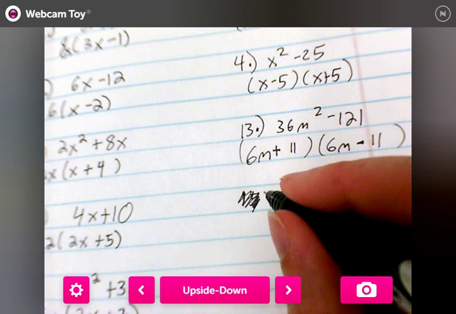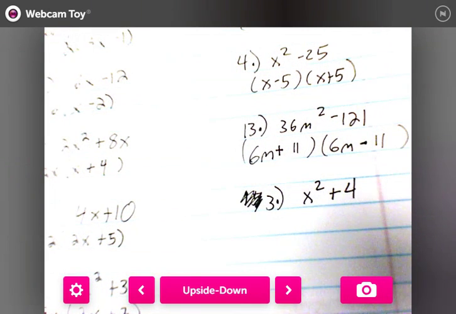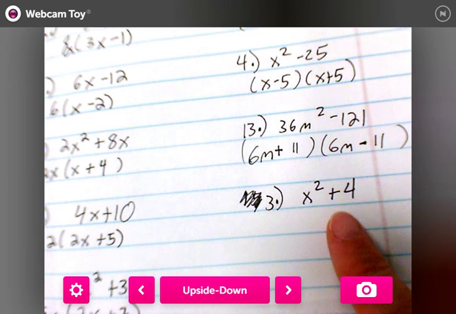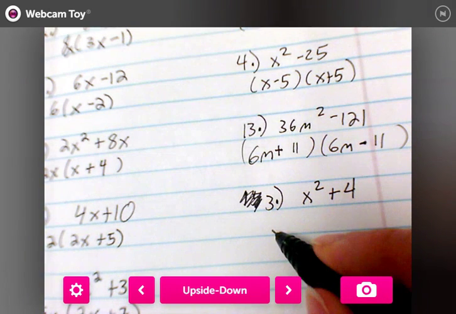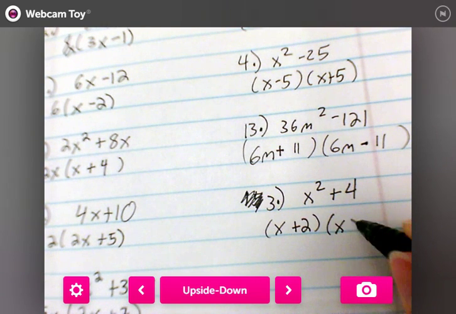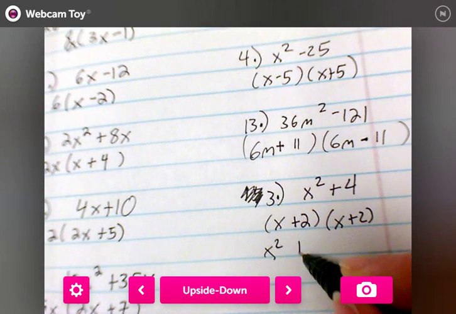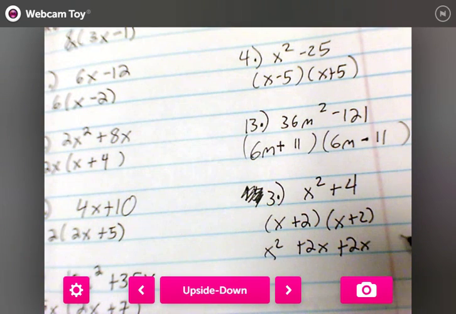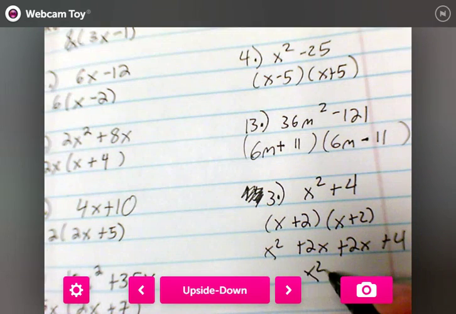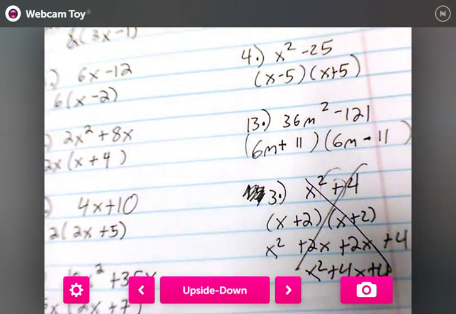Number 3 says x squared plus 4. How am I going to get that plus 4? If I've got x plus 2 times x plus 2, let's look at that. What's x times x? Plus 2x plus 2x plus 4, that gives me x squared plus 4x plus 4. So if it has a plus in the inside, you can't factor it. It's not going to work.